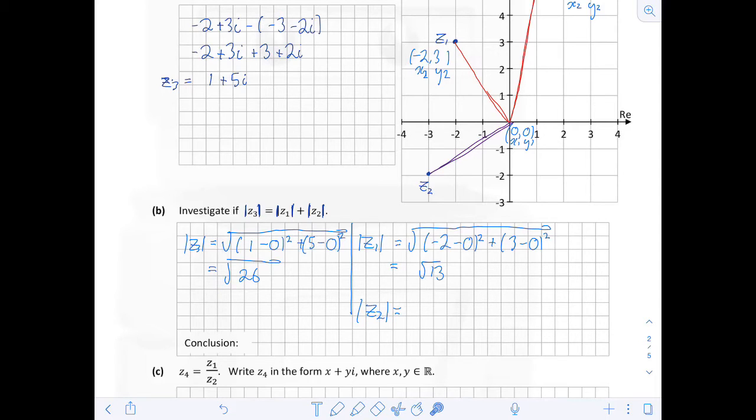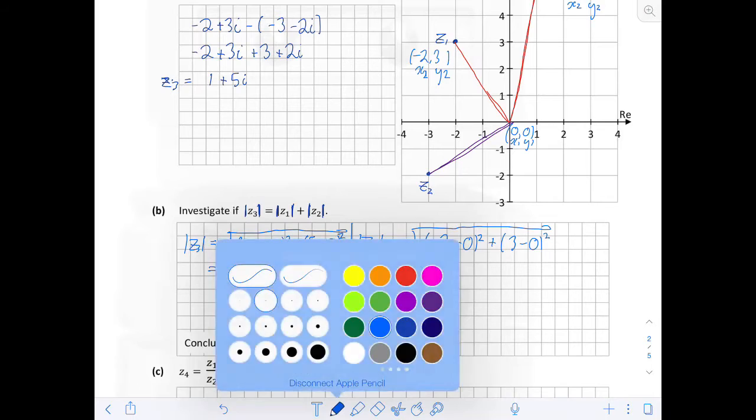I could be really smart here, and I could spot that, well, that one is 3 out and 2 down, and this one is 2 out and 3 up. So they should be the same length. But let's do it. Let's prove that just to be safe.